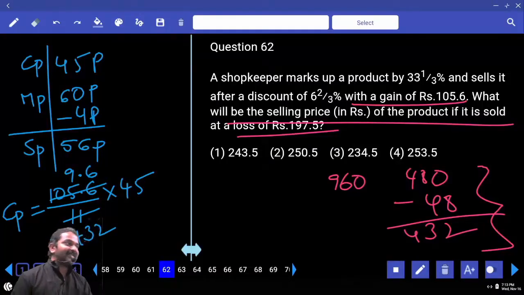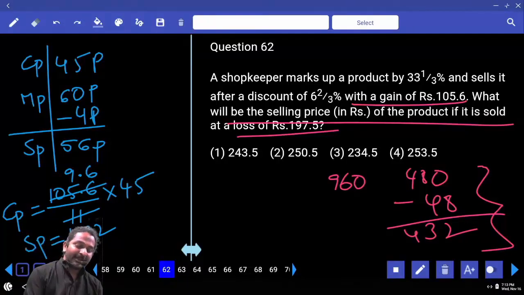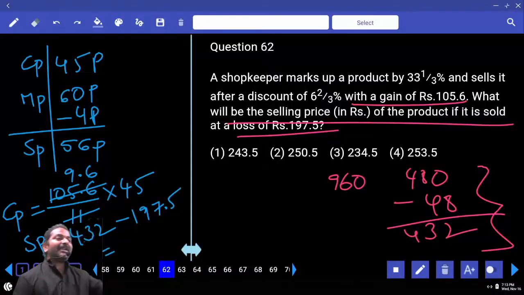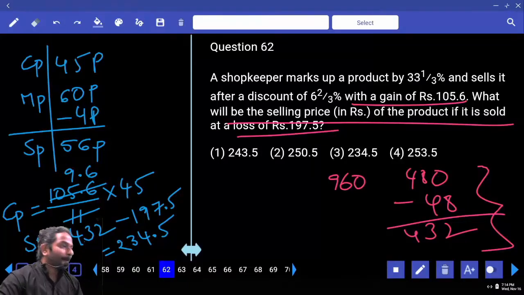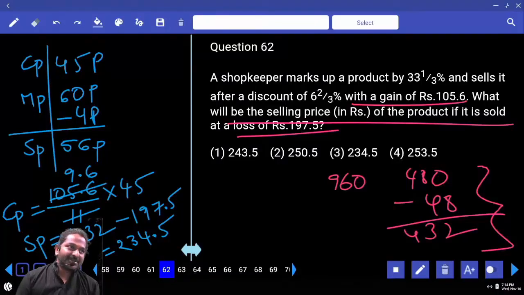How much is cost price? 432. Now we were asked to calculate selling price when there is a loss. Then selling price must be equal to this value minus 197.5 only. Instead of 197, can you subtract 200 and add 2.5 later? Subtract 200, 232. Add 2.5 later, 234.5. Otherwise you can go with last digit verification. Already 2 we have. To that if you add 2.5, answer must end with 4.5. And there is only 1.